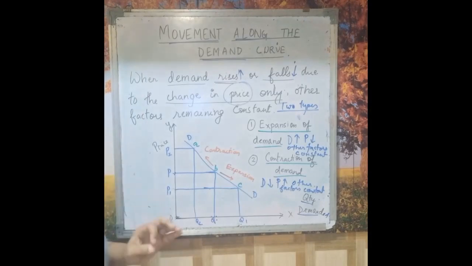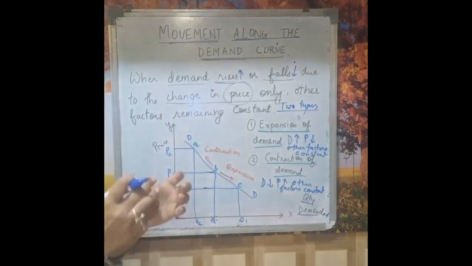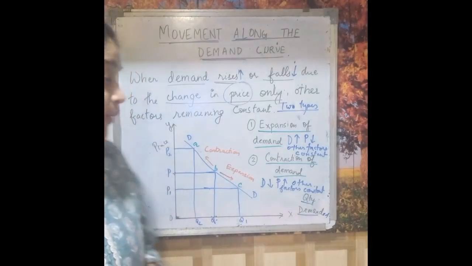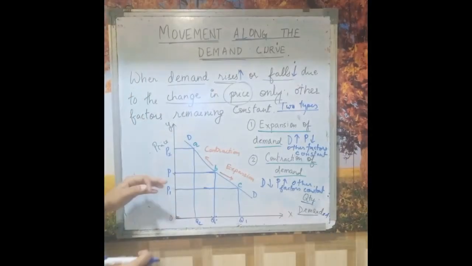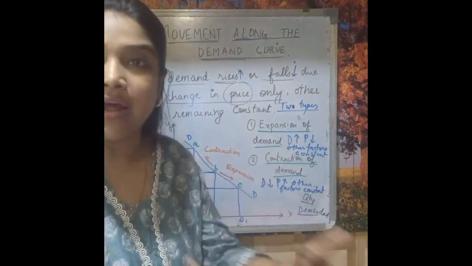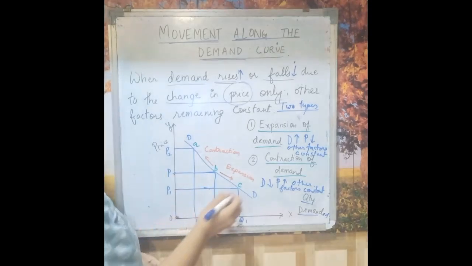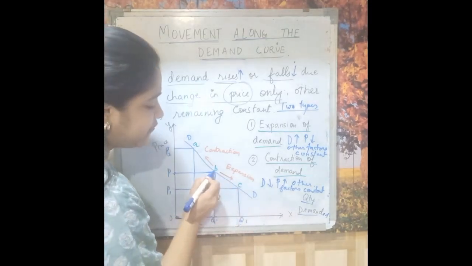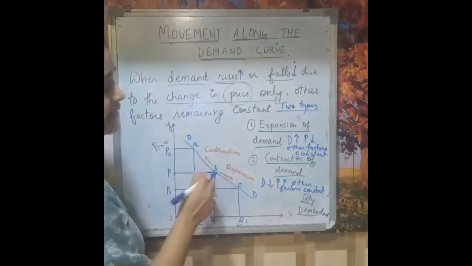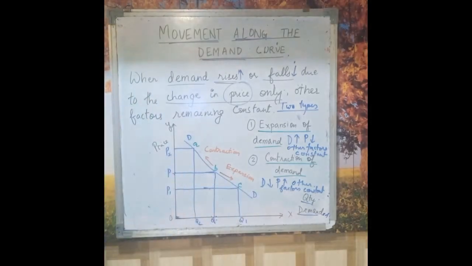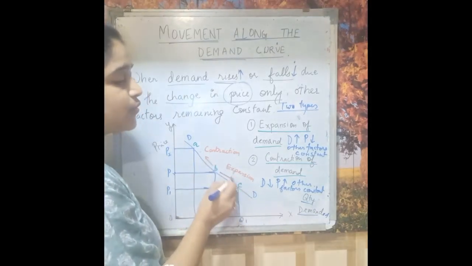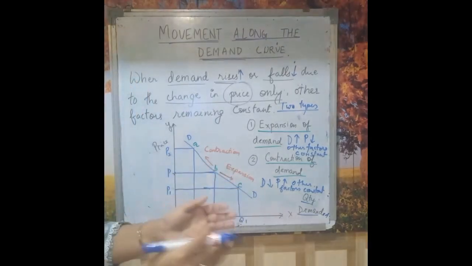Why does this happen? This happens because of expansion of demand. Because when price falls, there is always a rise in demand, other factors remaining constant. So this expansion can be seen from point B to point C in our diagram, and the demand curve moves to the right side.